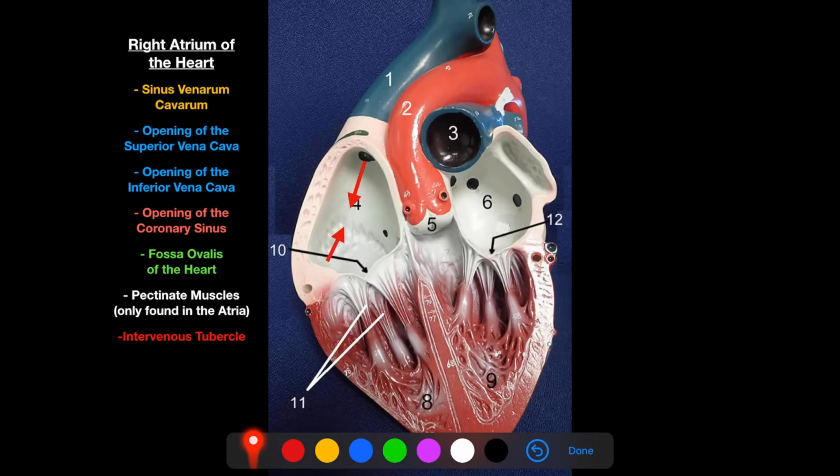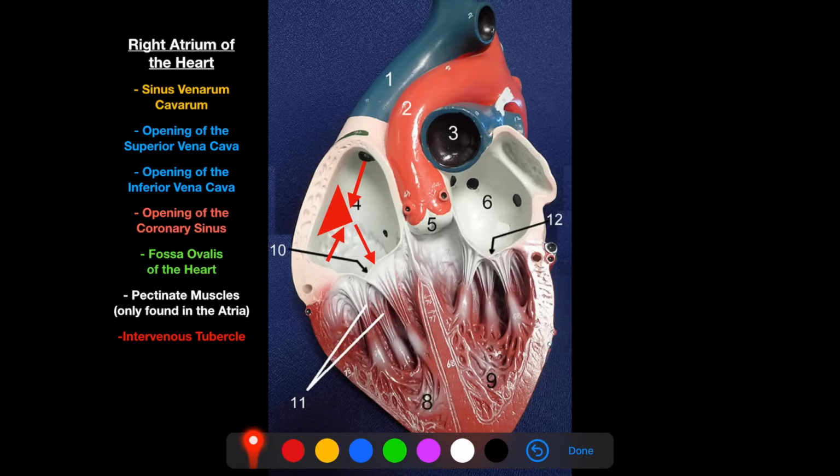Now, if we put an intervenous tubercle right here, blood is actually deflected from this bump and it pushes it towards the right ventricle, and that is the function of the intervenous tubercle. So I hope that kind of helps you imagine how that works. It's a pretty cool landmark if you think about it.